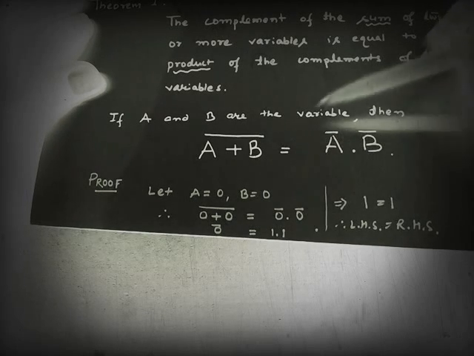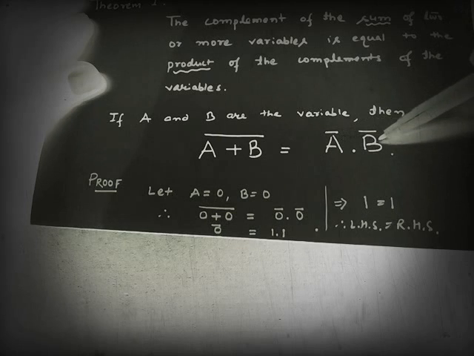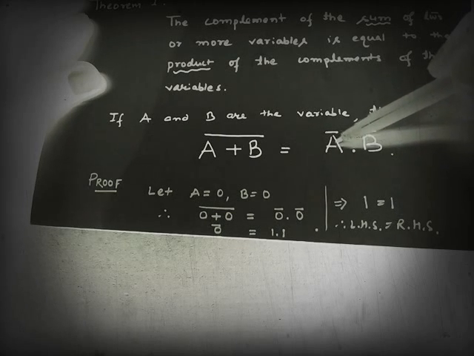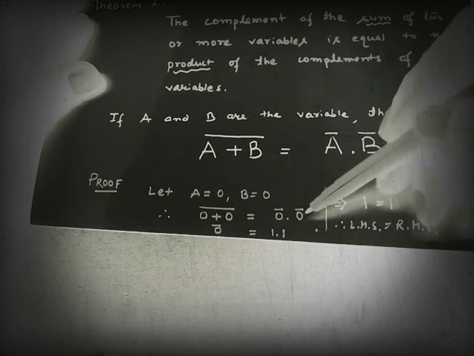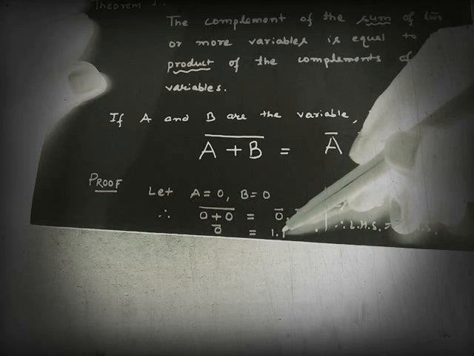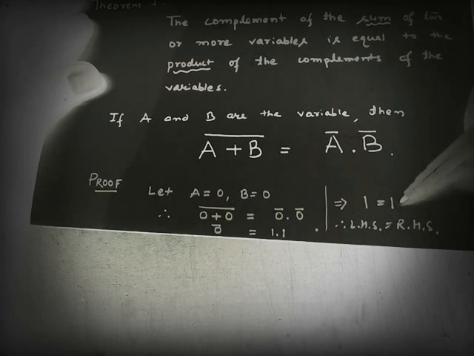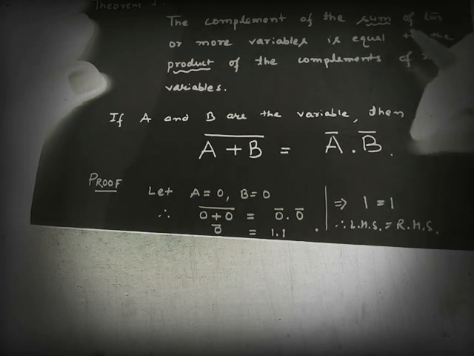Now putting the value of A, that is 0, and B also 0, the complement of 0 becomes 1, the complement of 0 becomes 1, and 1 multiplied by 1 becomes 1. So we find that LHS is equal to RHS. So this is theorem 1.